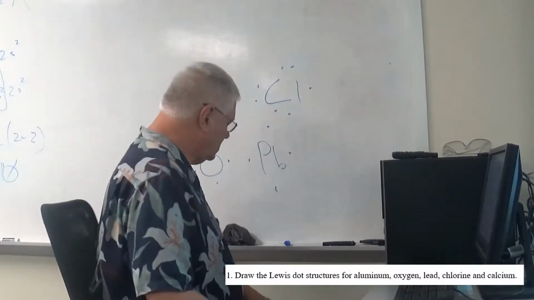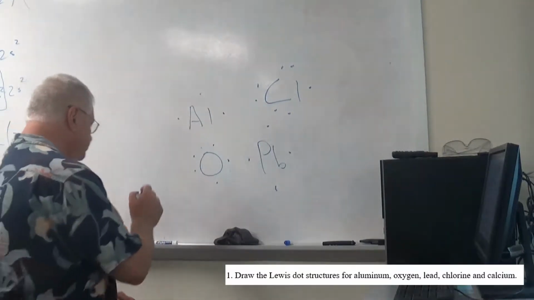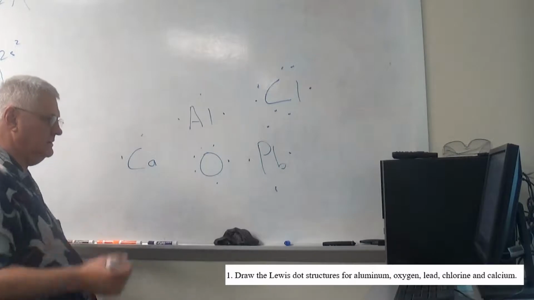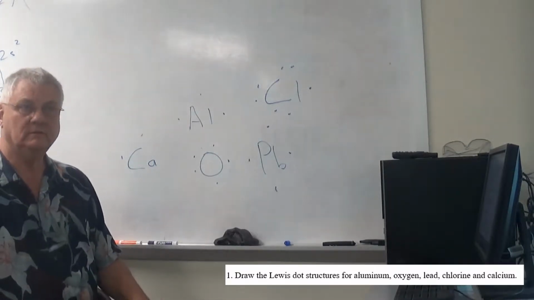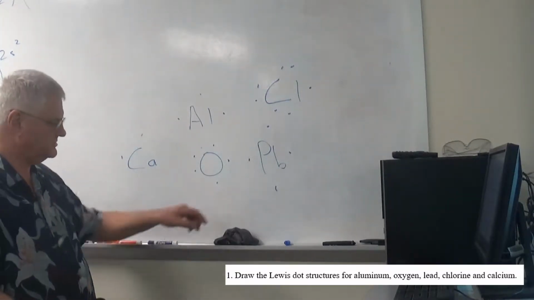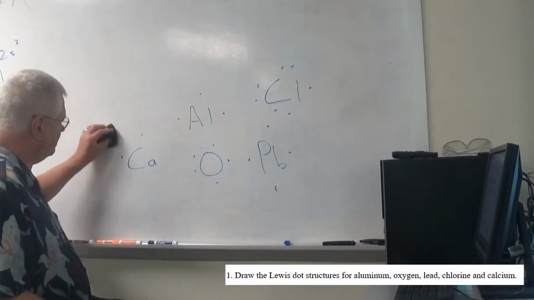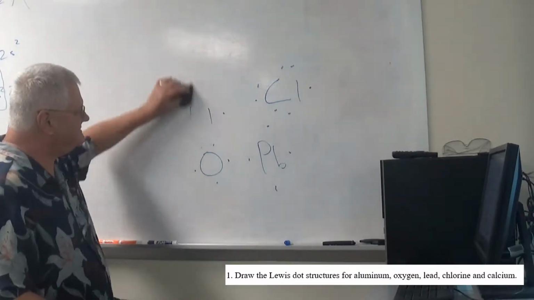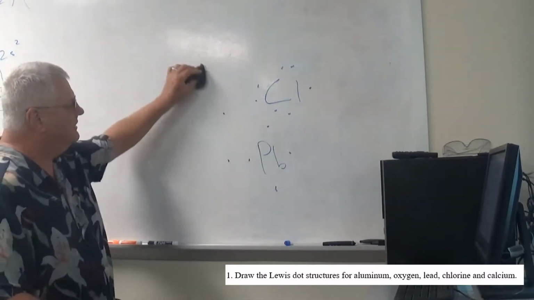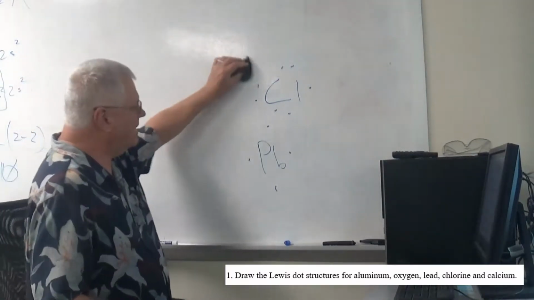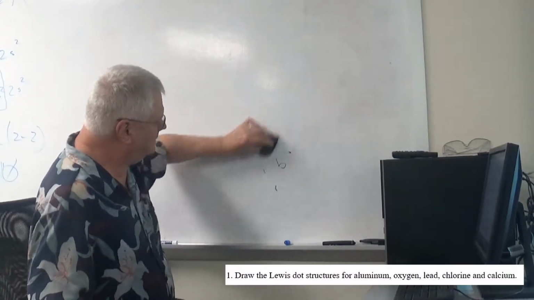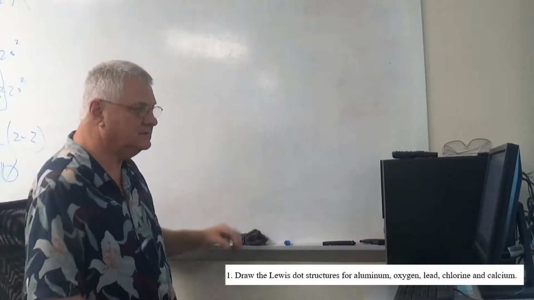Okay? Calcium, what group is it in? 2. It's in 2A, 1, 2. Okay? Nothing to it, right? Lewis dot structures are for main group elements. We only use Lewis dot structures and the concept of valence electrons for the main group elements, 1A through 8A. We don't use them for the transition metals.